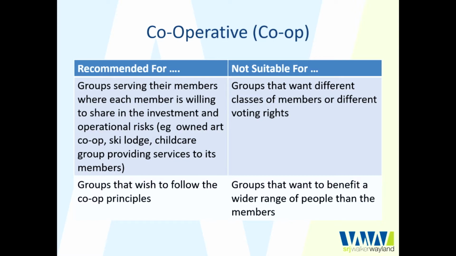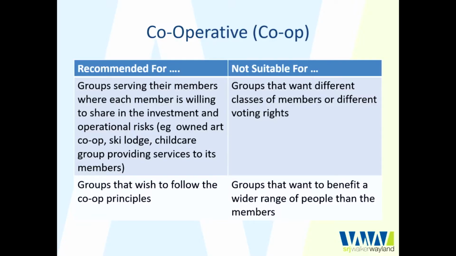So who would we recommend use this entity for? I guess it's where each member is willing to share in the investment and the operational risks. So for example, if you're thinking of setting up an art cooperative, or a ski lodge through a cooperative, or a childcare group that will only provide its services to members of that particular co-op, then this might be a structure you want to consider. It's probably not an appropriate structure for groups that want to benefit a wider range of people than just the members, or if you want to have different voting rights associated with the levels of membership.